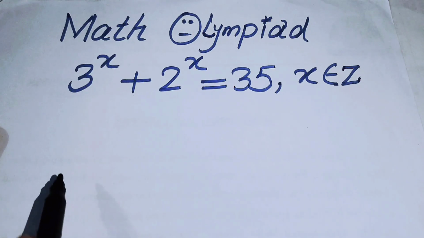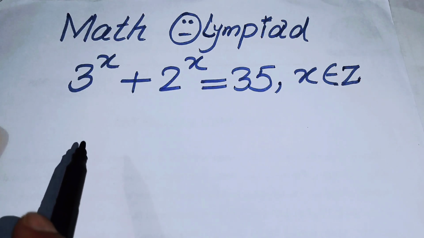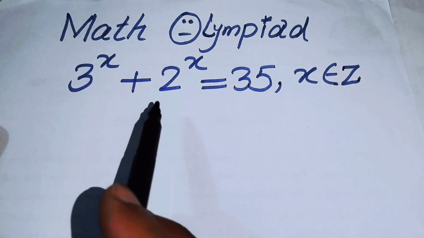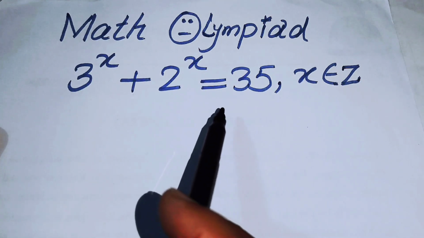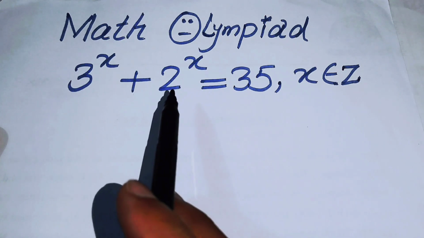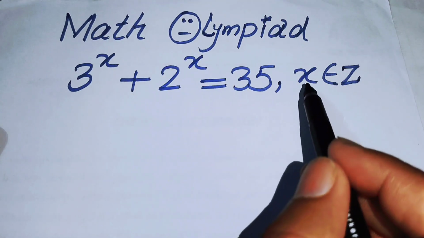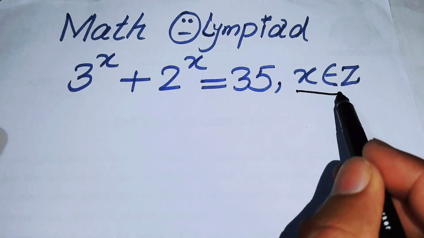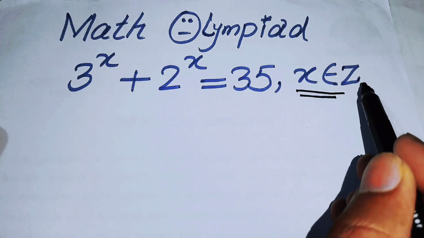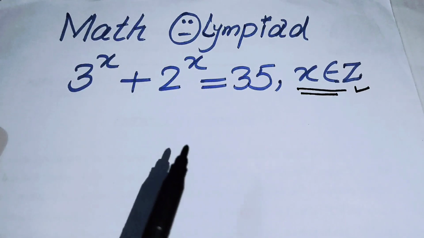In this video we are going to solve this nice algebra problem, and here we have 3 to the power of x plus 2 to the power of x is equal to 35, and we will solve this problem for the integral value of x. So here you remember one thing is x is any integer.